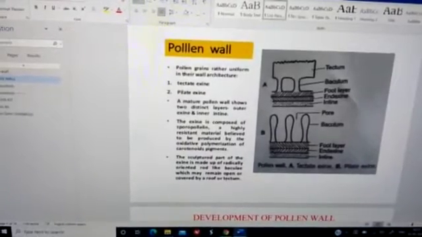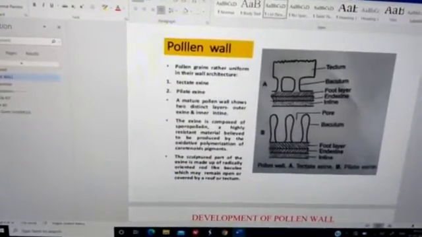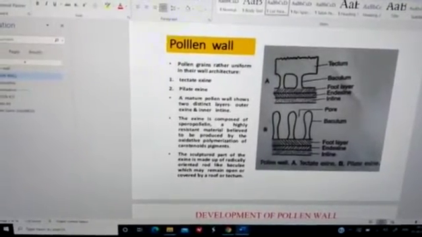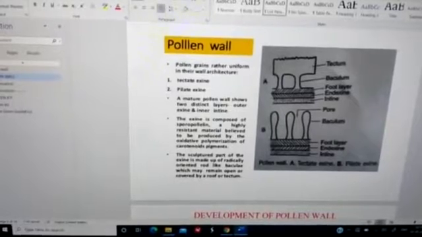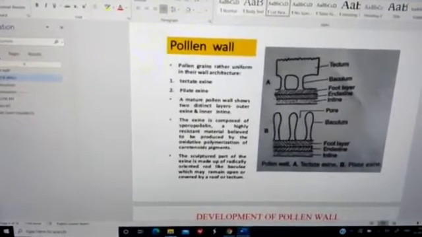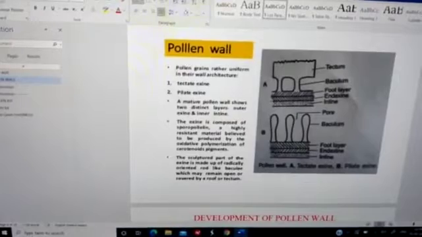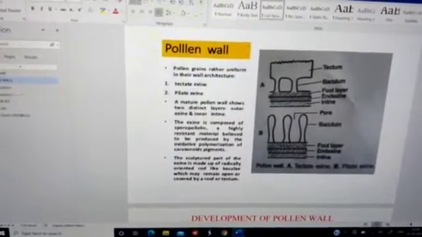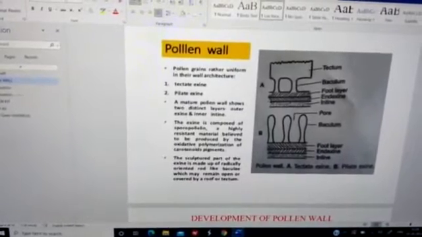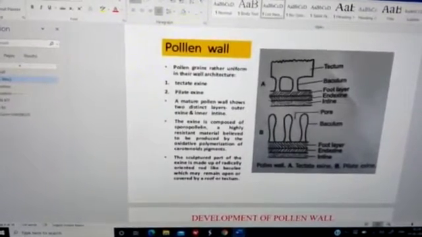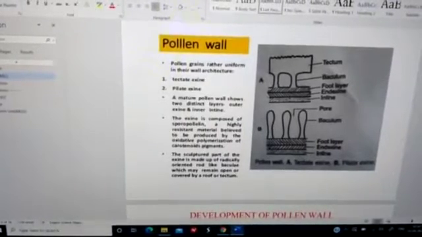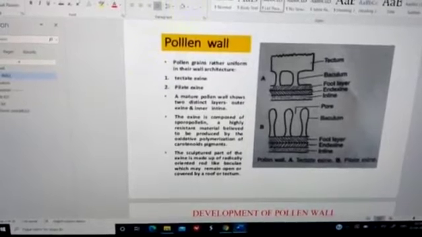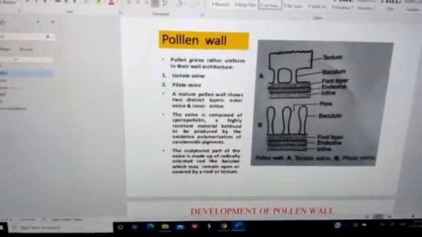Here you can see in the diagram, the outermost is the tectum, and the tectum is covered by the baculae, and the baculae are a further continuation of the foot layer, and after this foot layer we have the endexine, and then innermost is the intine. And separately we can show in figure B the pores, gaps that are present, and these are the baculae, and this foot layer and endexine, and then intine.